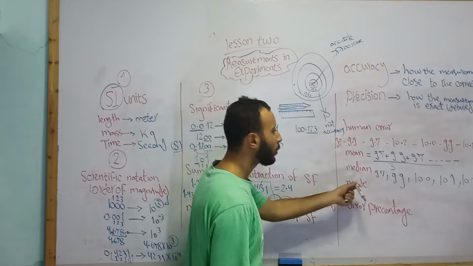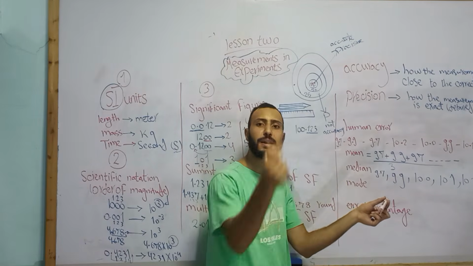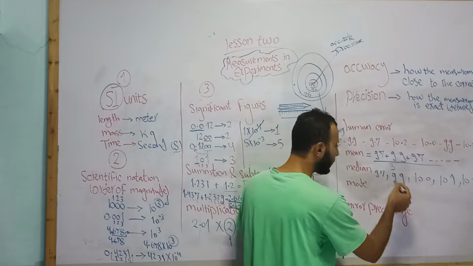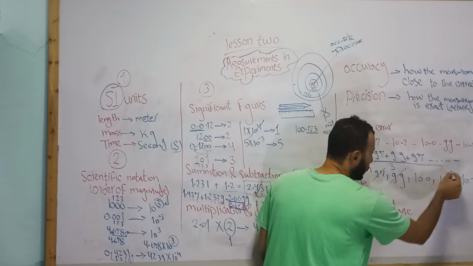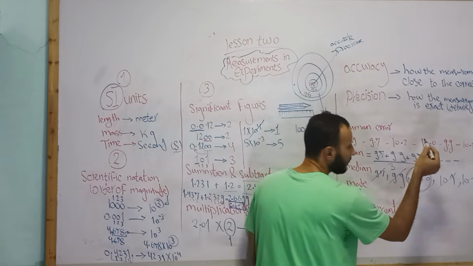Okay, and then because it's a median, it means the middle value. So where is the middle value here? This one with this one, this one with this one. So the middle value here is 10.